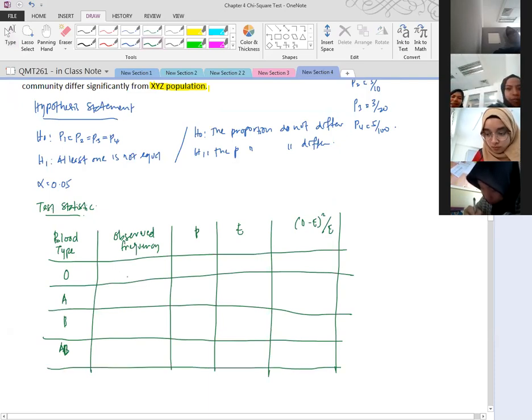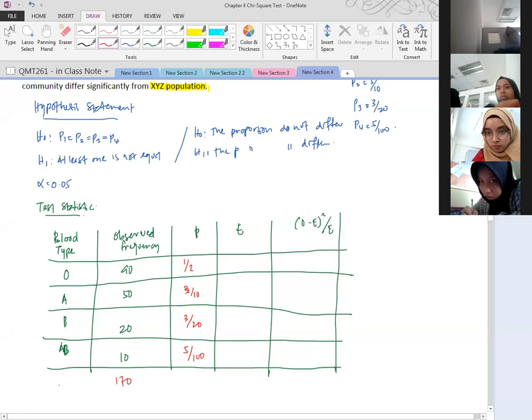So the frequency here is 90. This is 50, 20, and last is 10. So the probability or proportion for blood O is 1 over 2, then 3 over 10, second last is 3 over 20, last is 5 over 100. So the total for observed frequency is 170.